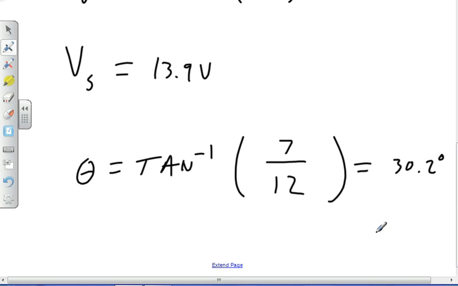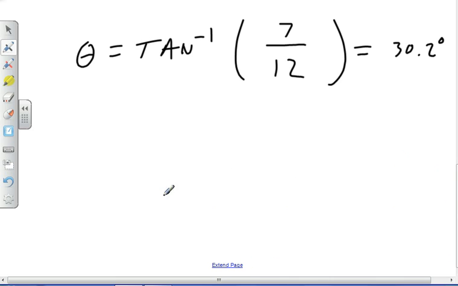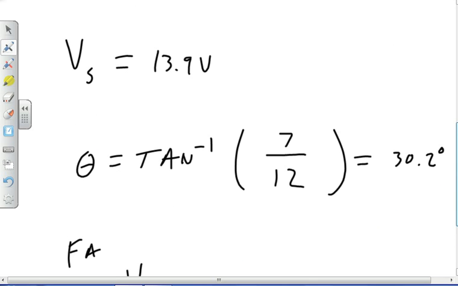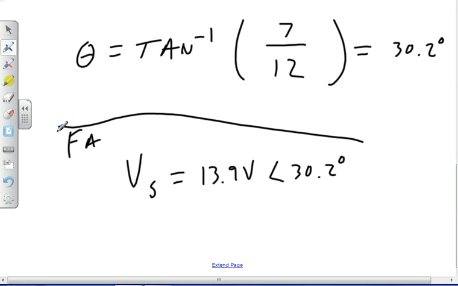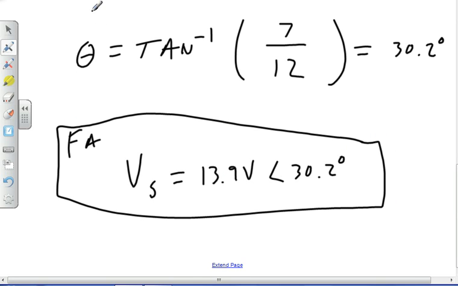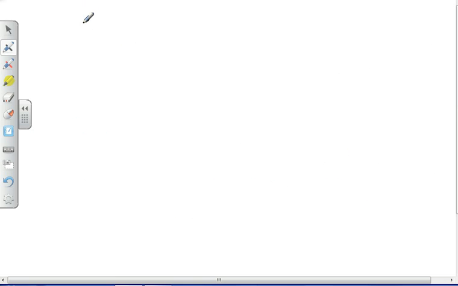Okay. So much for 23. Is that all I needed to do? That's all I needed to do. We could write a final answer. Final answer: voltage source is 13.9 volts, angle 30.2 degrees. So we could do that, and then we could put a box around it maybe. That'd be overachieving though.